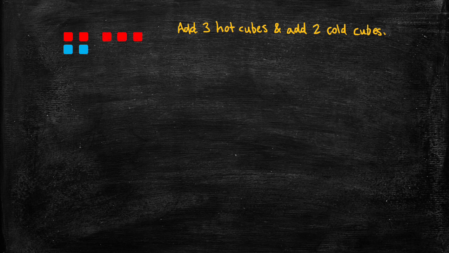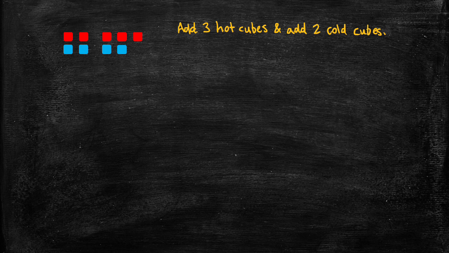So I'm going to start by illustrating soup in which I've got 2 hot cubes and 2 cold cubes, and the 2 hot cubes balance out the 2 cold cubes, and so my temperature will be 0 degrees for this soup. What happens now if I add 3 hot cubes and I add 2 cold cubes? So I add 3 hot cubes and I add 2 cold cubes. What is the temperature of the soup now?